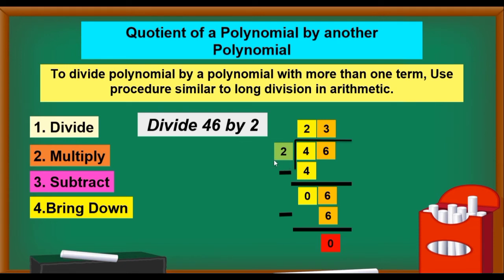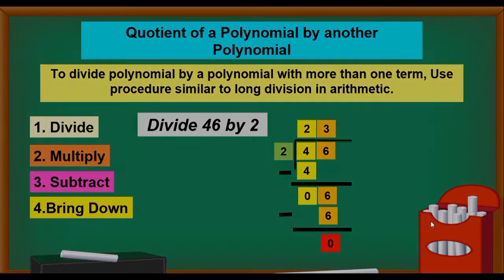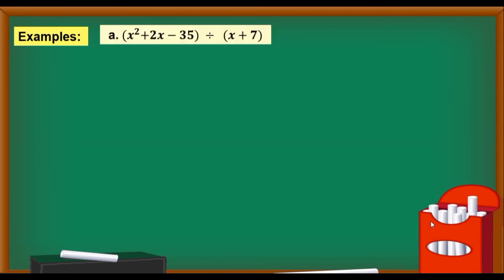Yung 2 po ay ang ating divisor, yung number sa labas, at yung nakuha nating sagot na 23, siya naman po yung tinatawag nating quotient. Okay? So, let us continue with our example.